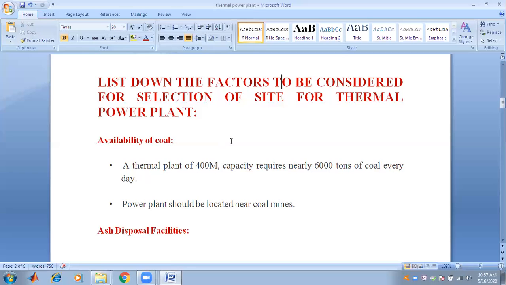It's a very simple idea: how economically we can generate the power, and economically transfer it to the consumer. So if coal is available and the power plant is located nearer to the coal mines, both the cost of the coal and the transportation of the coal are minimized. So this is an important factor. Our motto is to generate the power, but the important factor, again I am repeating, is economic generation of the power.